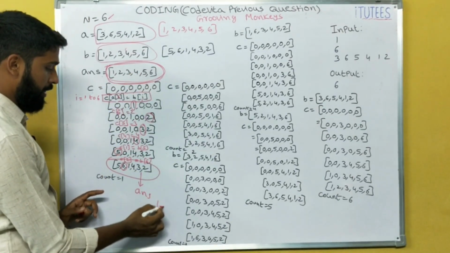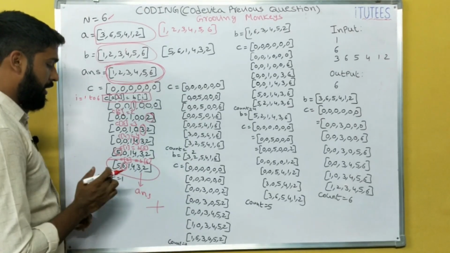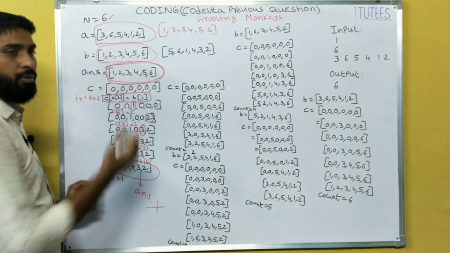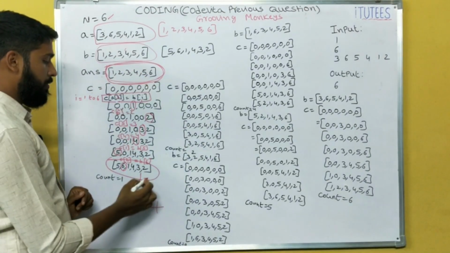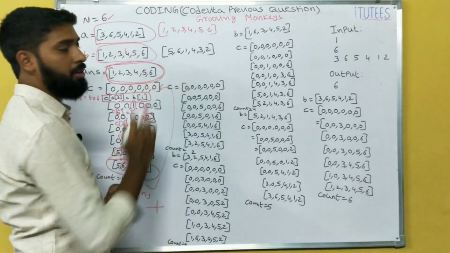Then we break this loop and print the count value. But in this condition it is 5, 6, 1, 4, 3, 2. So this is 1, 2, 3, 4, 5, 6. So we can run the loop again by changing the values.